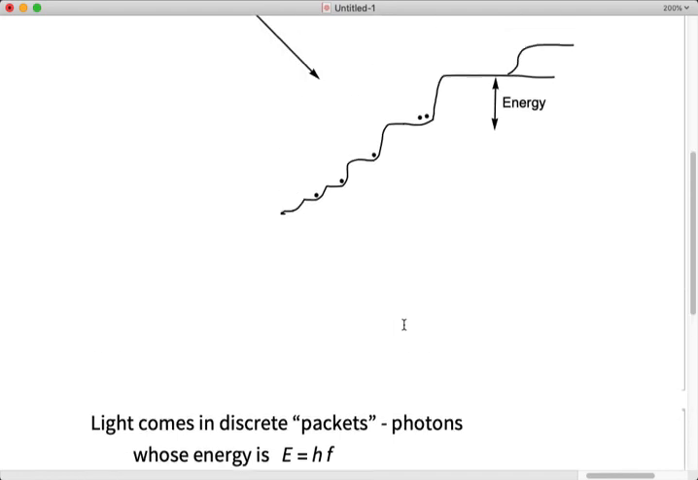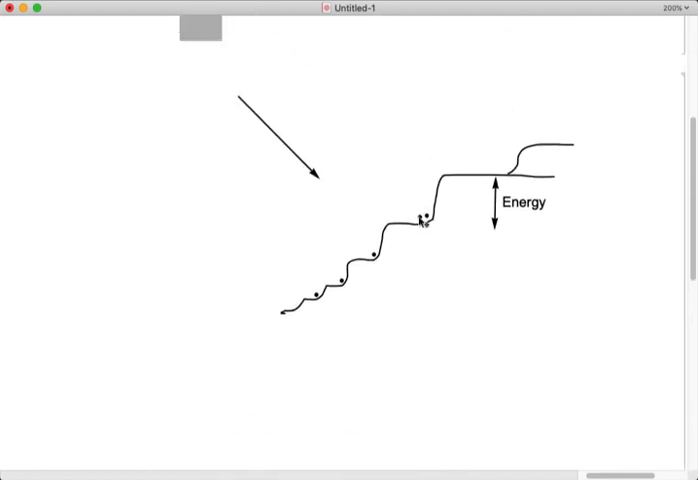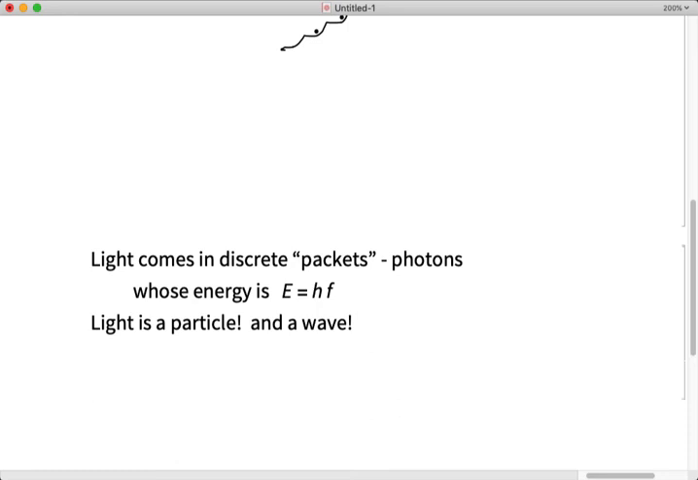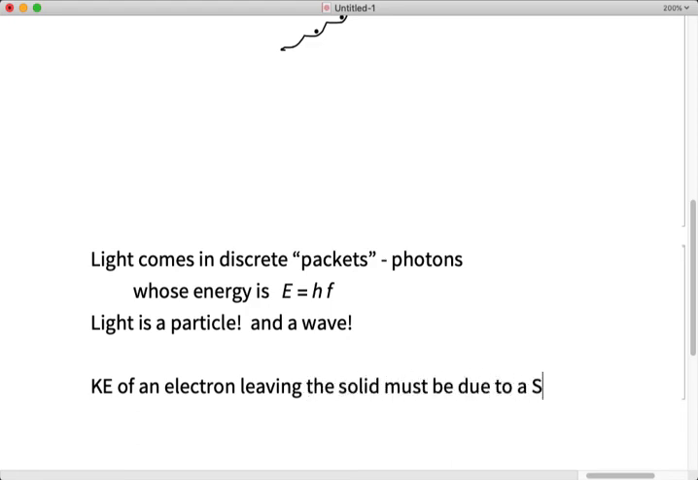So let's go back to this channel argument, right? And think about these photons, these electrons right here. A single electron, the kinetic energy or the energy at all imparted to one of these electrons has to come from a single photon, right? So let's think about that. The kinetic energy of an electron leaving the solid must be due to a single absorbed photon.